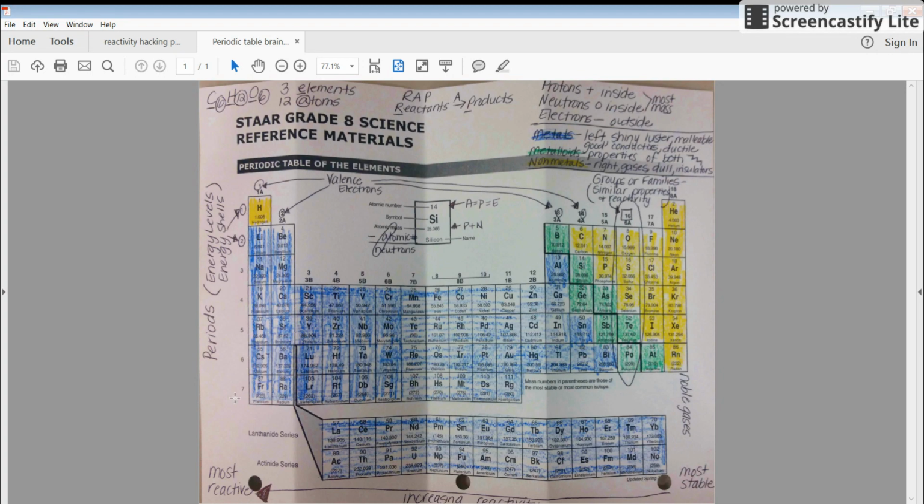So these period numbers, there are 7 periods on the periodic table, just like there are 18 groups or families, but each of these period numbers tells you how many energy levels or energy shells there are in each of these atoms. So in period 5, in this row, all of these atoms have 5 energy levels.